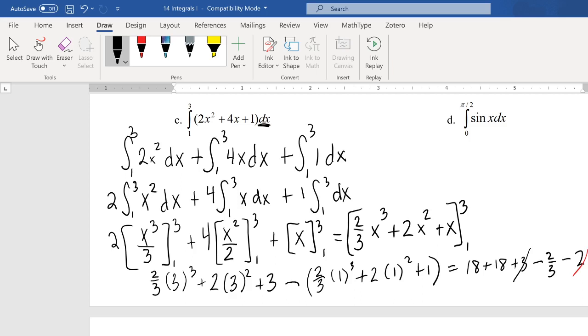So let's check that. Let's go to the calculator function, and let's do the integral from 1 to 3 and plug in the function. So it was 2x squared plus 4x plus 1, all with respect to x. And I get 106/3. So it looks good.